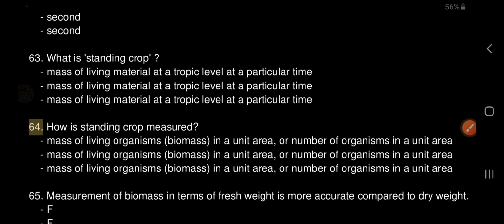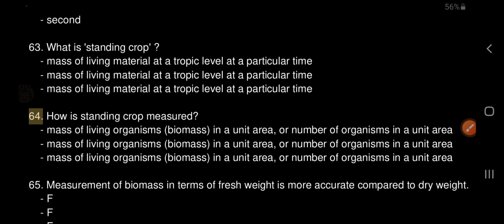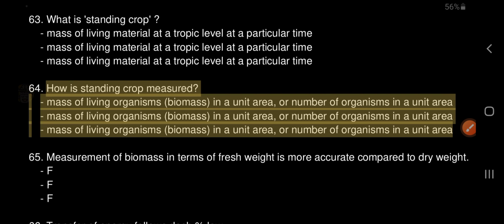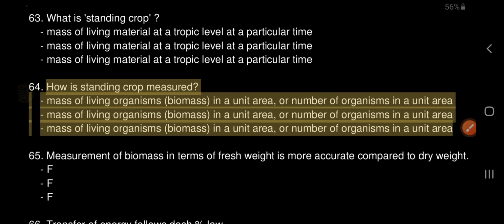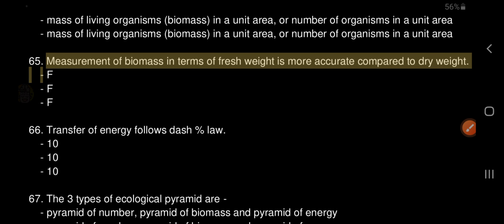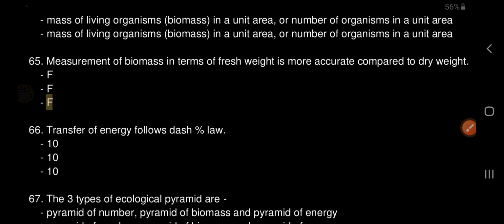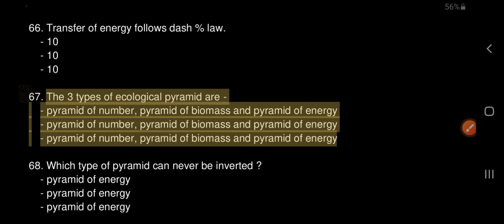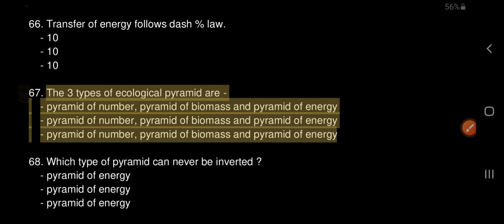64. How is standing crop measured? Mass of living organisms, biomass, in a unit area, or number of organisms in a unit area. 65. Measurement of biomass in terms of fresh weight is more accurate compared to dry weight. F. 66. Transfer of energy follows dash percent law. 10. 67. The three types of ecological pyramid are pyramid of number, pyramid of biomass and pyramid of energy. 68.